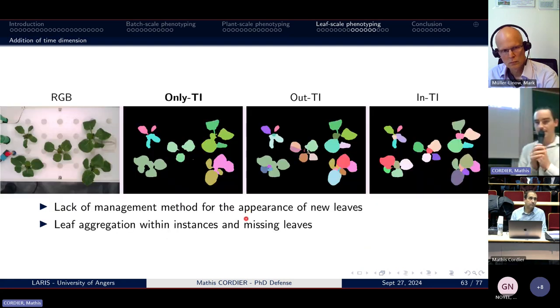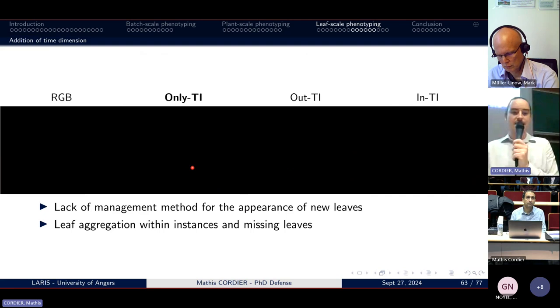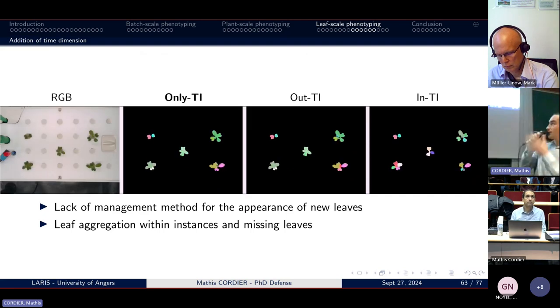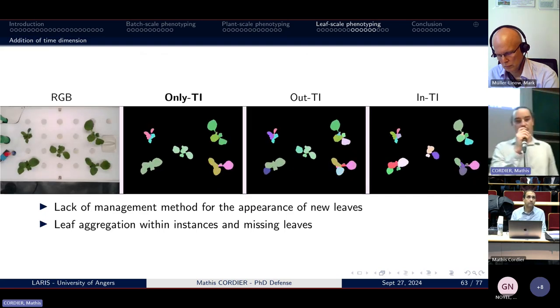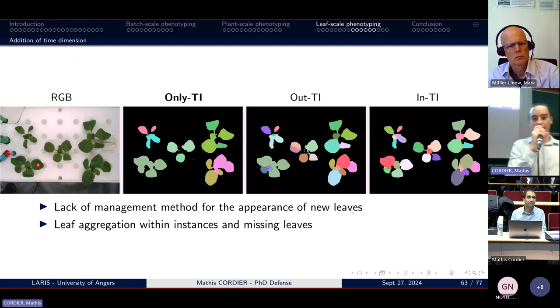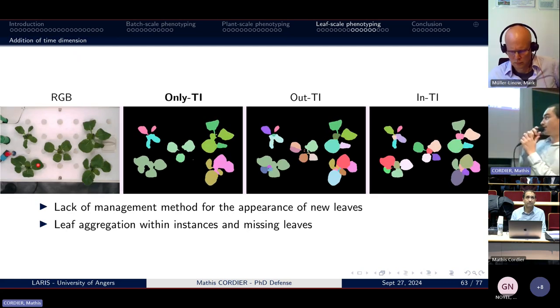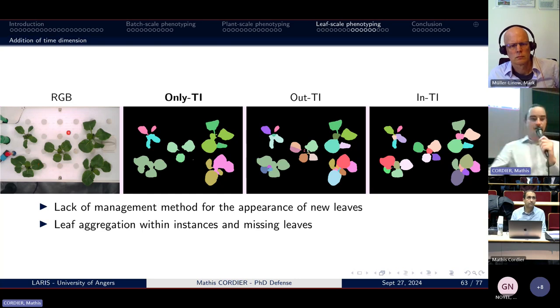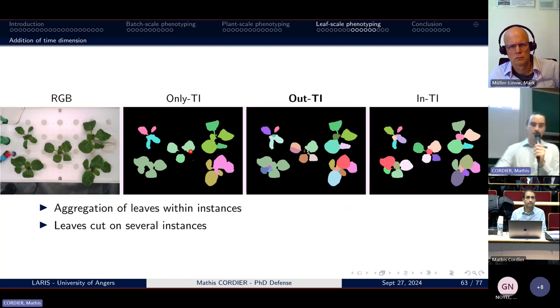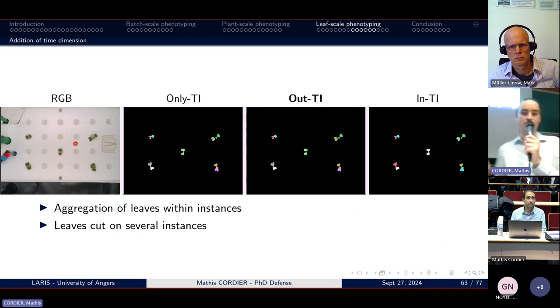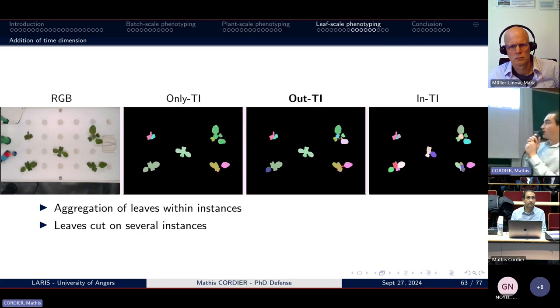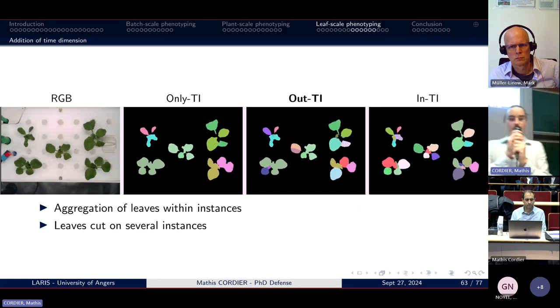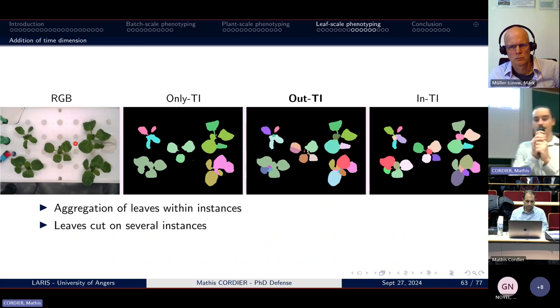So here we can go to some visualization. We can see that with the first approach, Track Anything, we have a lack of a management method for the appearance of new leaves. At the end, we have a lot of leaf aggregation within instances, and we also have missing leaves. With the first approach that we proposed, the method detecting new objects outside the tracked instances, we have aggregation of leaves within instances, and we also have some leaf cuts on several instances.